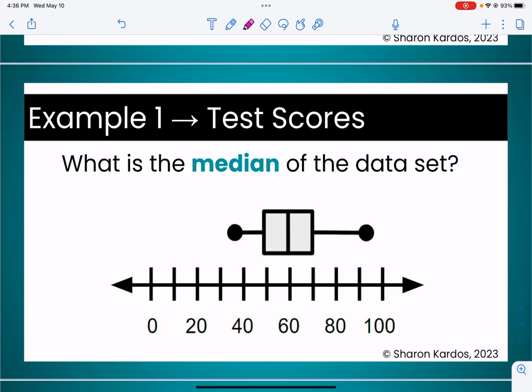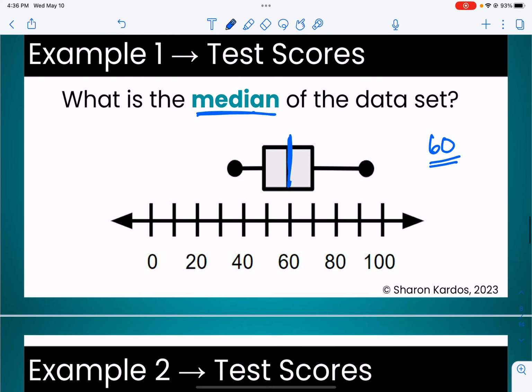So example 1, this question is about test scores, and it says, what is the median of the data set? So let's say I had given maybe a quiz to my 150 students, and I wanted to analyze the data, but looking at a long list of 150 test scores is not very helpful. So I've organized it into this box and whisker plot. So I can see that the median is the line right here in the middle. So the answer to this question would be 60. So the median score on this test was a 60.